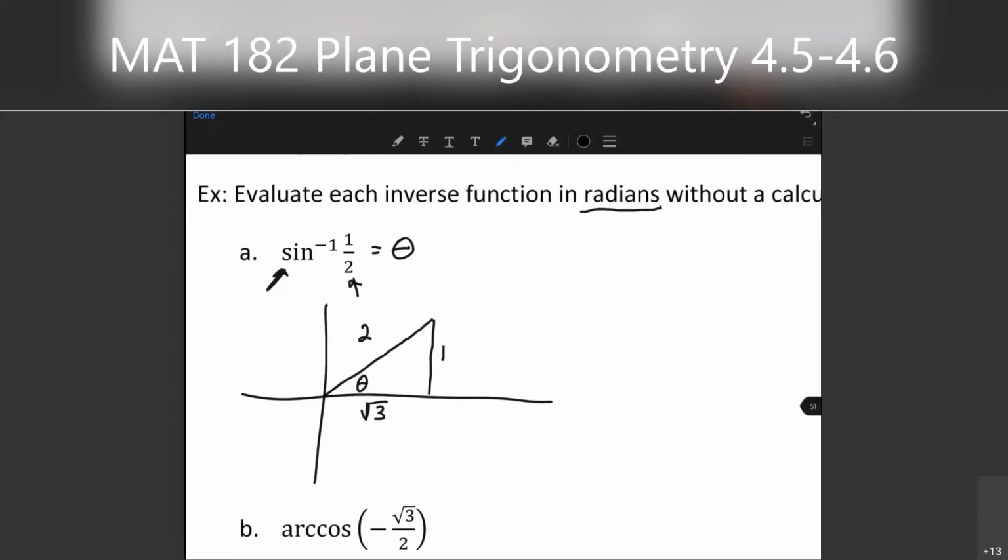Wouldn't it be 60? Close. Yeah, it's going to be a 30 degree because we're opposite the short side. So this would be a 30-degree angle, or if we're going for radians, that would be pi over 6. So if we want to get that radian angle, that solution would be pi over 6.